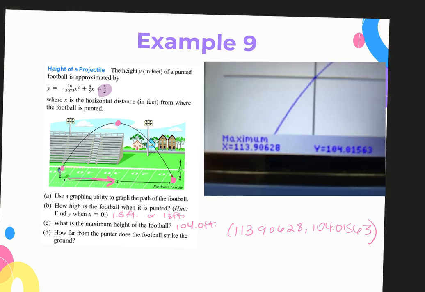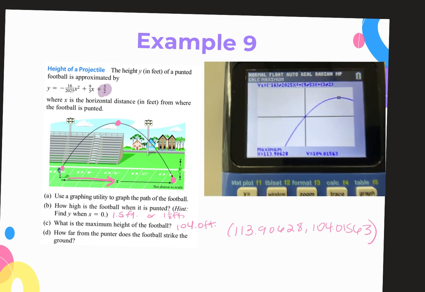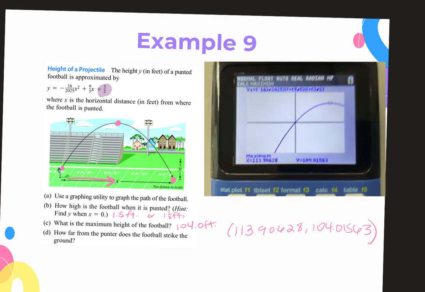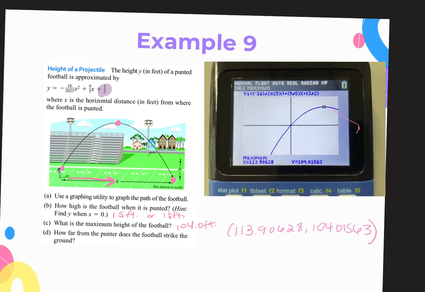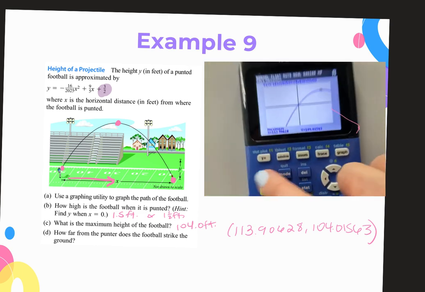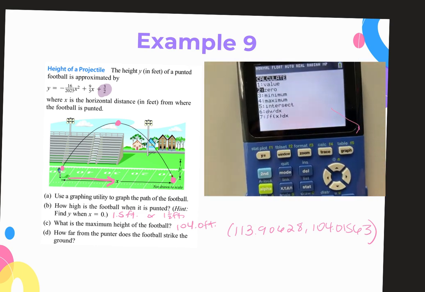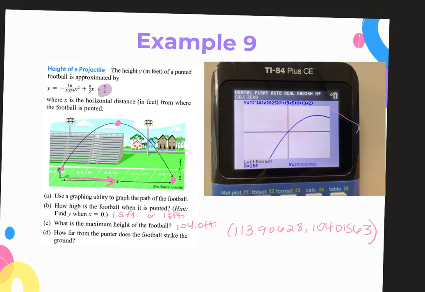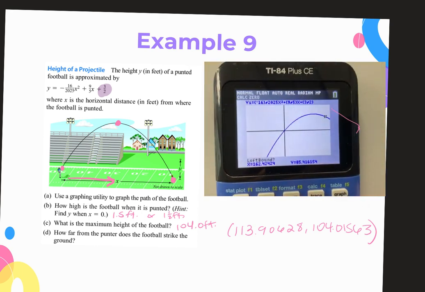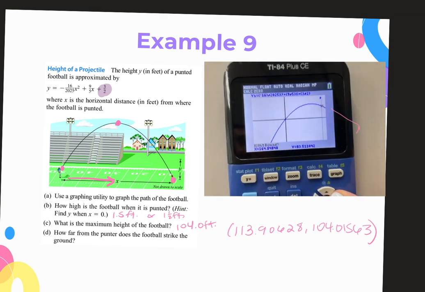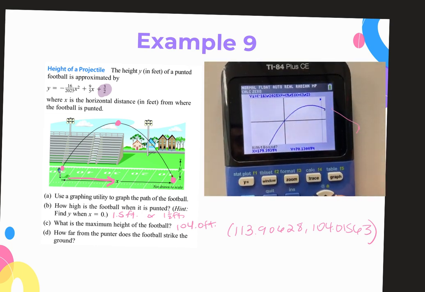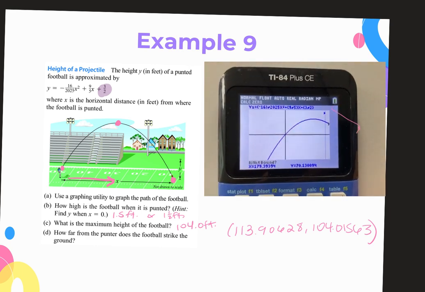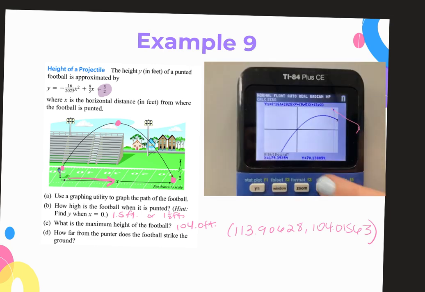And then the last question says, how far from the punter does the football strike the ground? It's not in this view, but it's going to happen like all the way over here. It's going to hit the ground again. So if I do second, trace, and I go to 0, and I am left of it, I could arrow further over. Now I lose sight of it, but if I go to the right, it's going to cut me off. It doesn't let me go past there. So I have two options, zoom out again or just adjust your window.